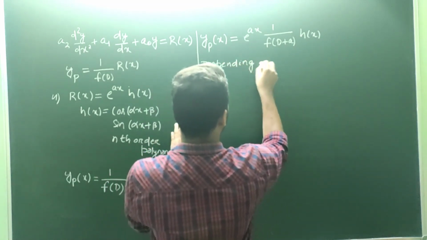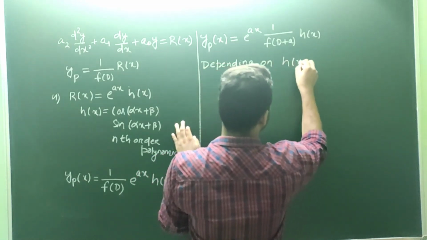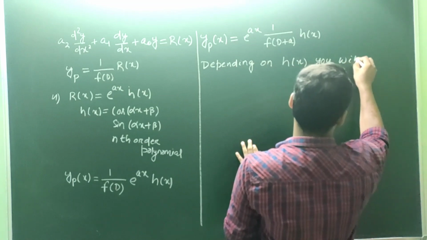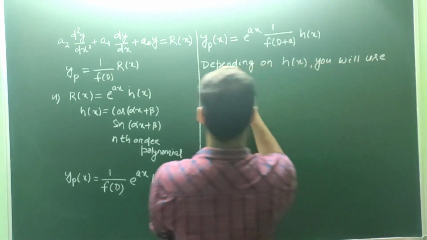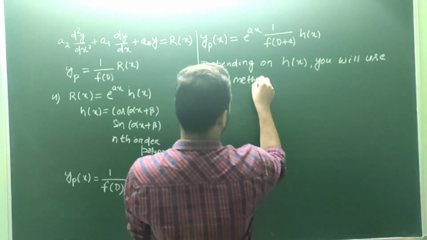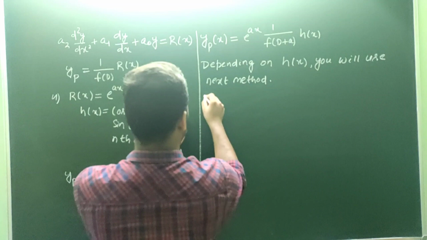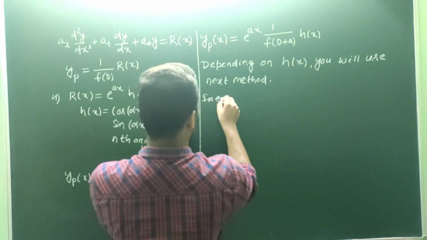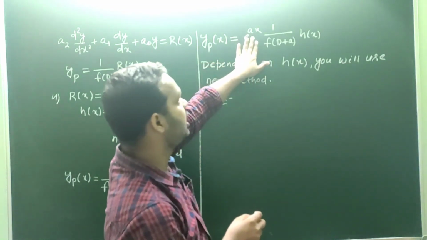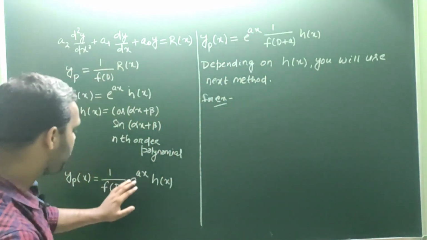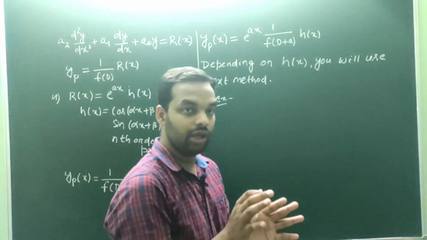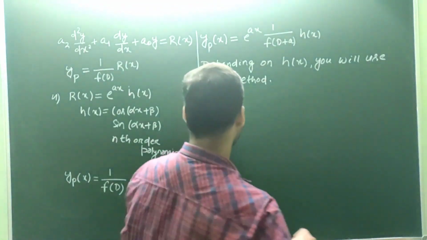Depending on h of x, you will use the next method. For example, you can watch my previous class. For this, e to the power ax will be there because this part is done. For e to the power ax, you have taken d plus a in place of d. We will do an example, you will get a better idea about it.